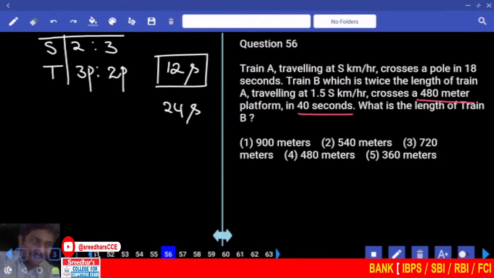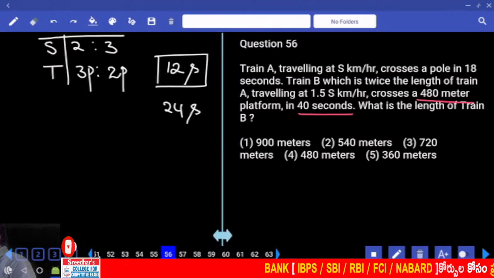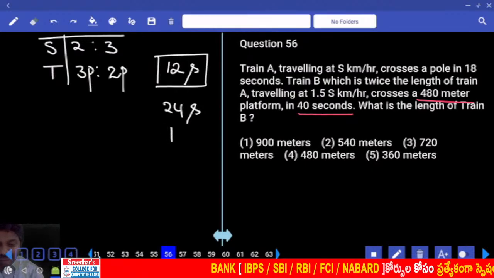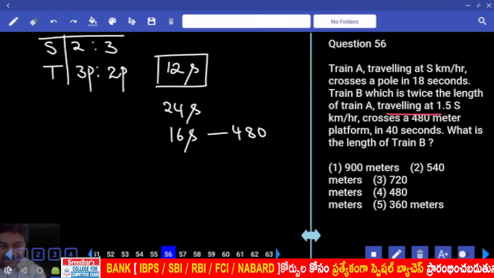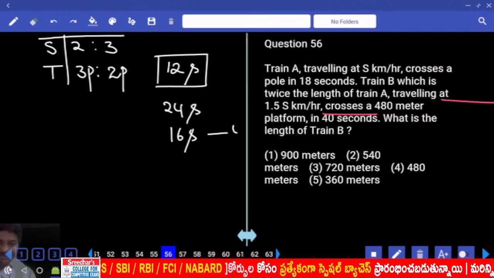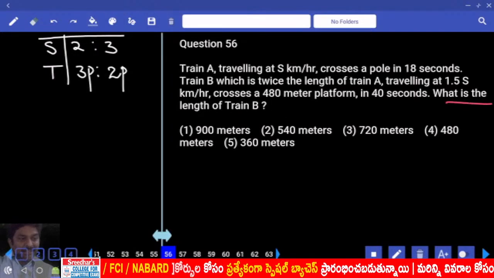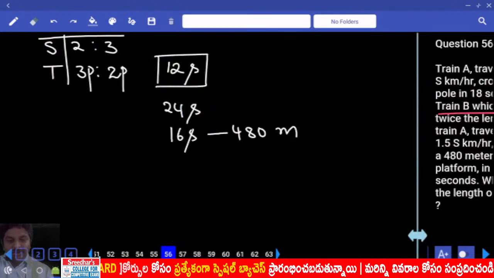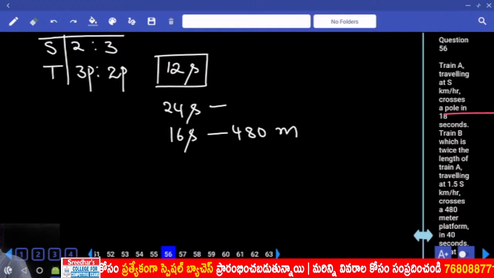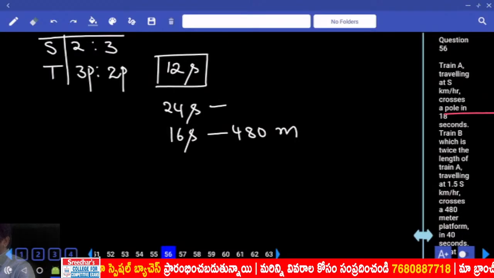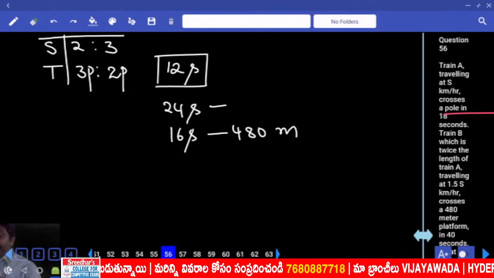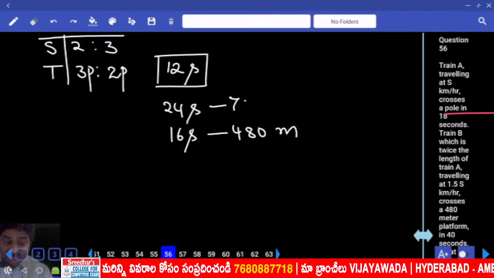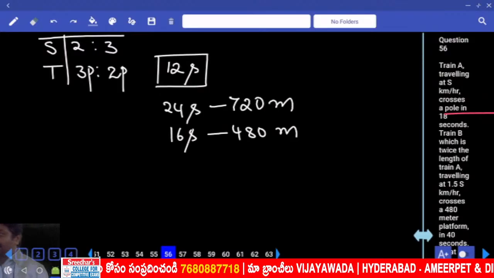How much is platform length? That means in the difference time, 16 seconds, it will cover 480 meters, correct? Now what is the question? Length of train B. To cover train B length, how much time is it taking? 24 seconds. Are you fine? 16 how many times? 30 times. 24 times 30 is 720 meters.